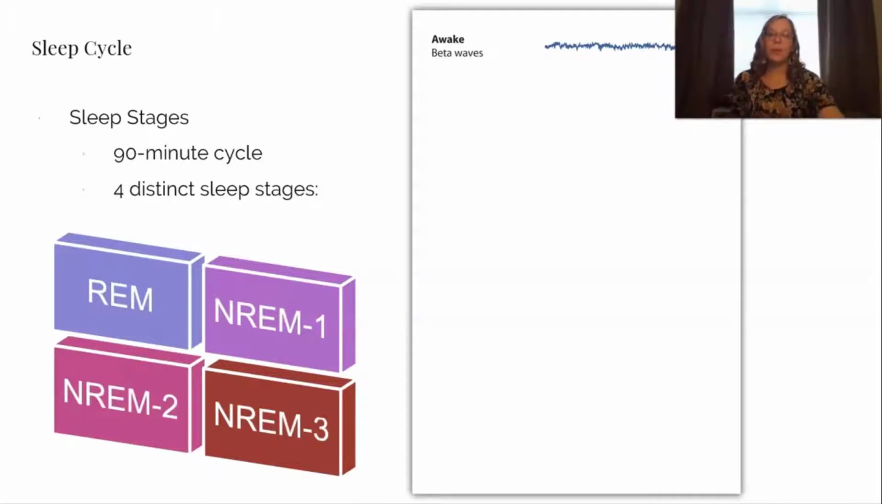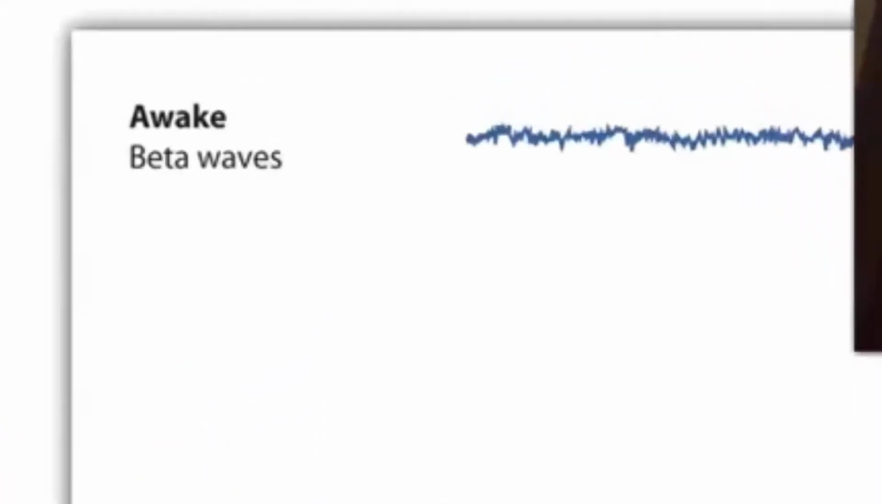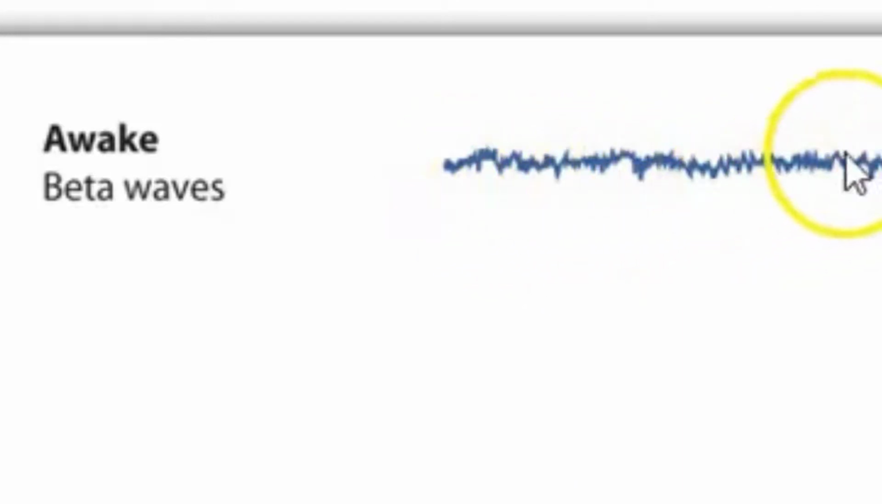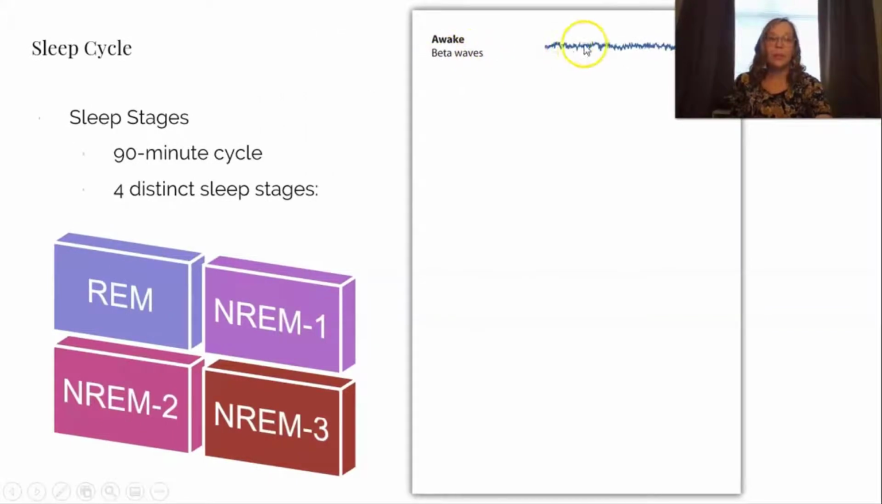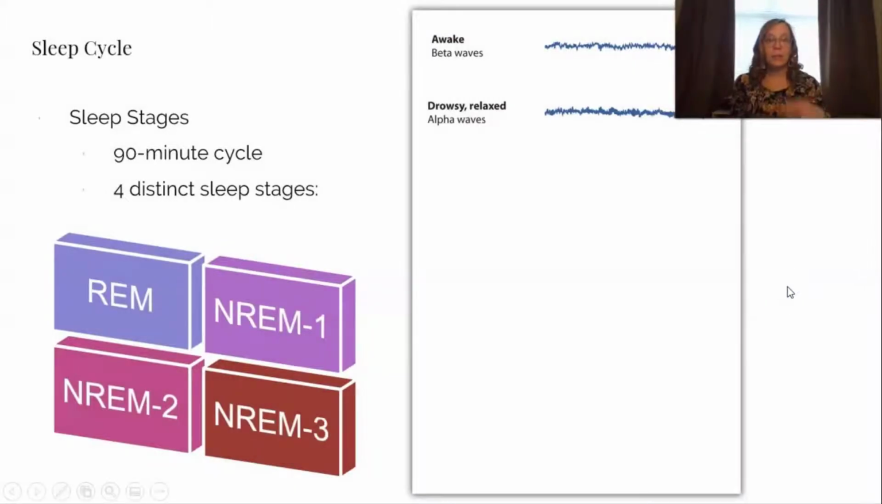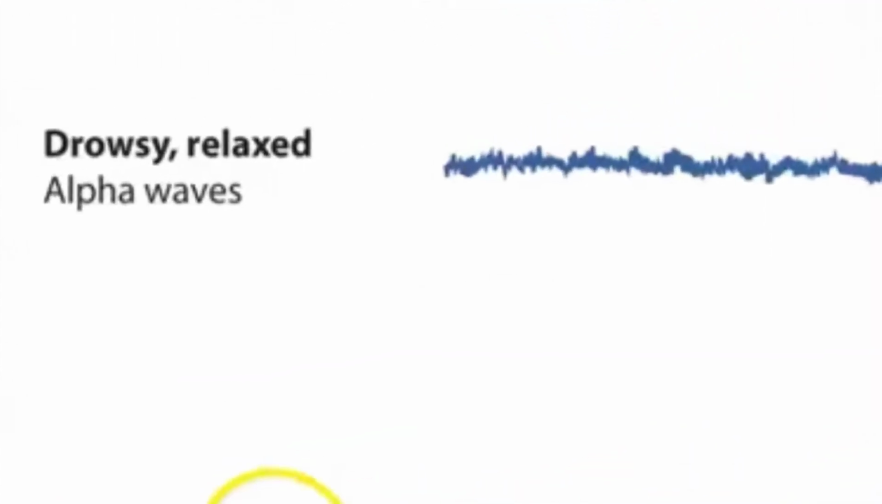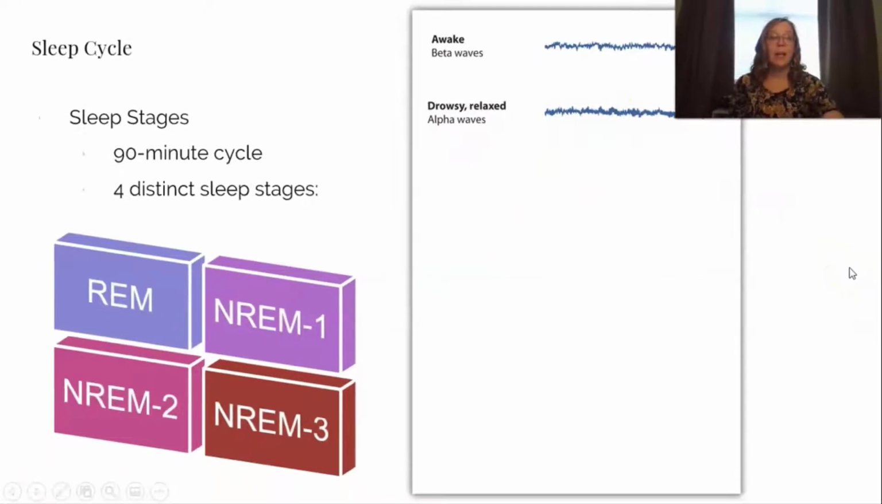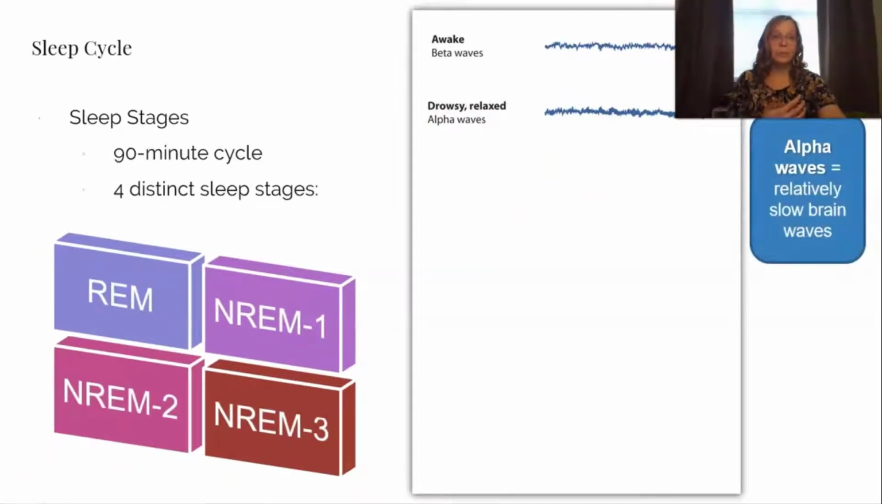So we'll start with beta waves. Okay, so when you're awake, your brain waves look mostly like this. So they're pretty active. There's a lot of up and down. So these are what we will call beta waves. And then when you become drowsy or really relaxed and you're getting close to falling asleep, you'll see that they get a little closer together and it's a little bit more solid. So that's going to be your alpha waves. And then we get into the sleep cycles. So alpha waves are relatively slow brain waves.